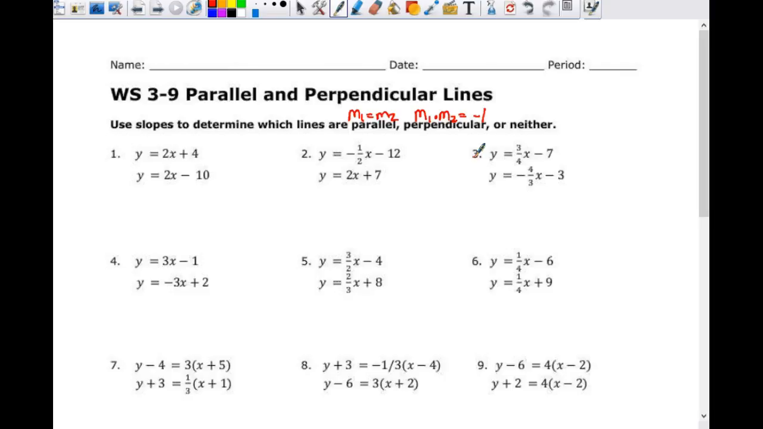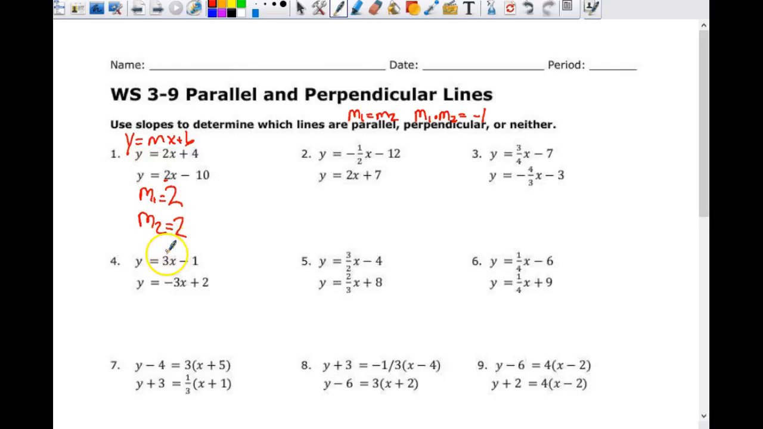So let's look at our first one, number 1. Our M1 is going to be what? 2. Well, no. So let's review our formulas then. Y equals mx plus b. So the slope is going to be whatever is next to the x. So the slope is our m. What's our m in this first one? Just 2. M2 is also going to be 2 right there.